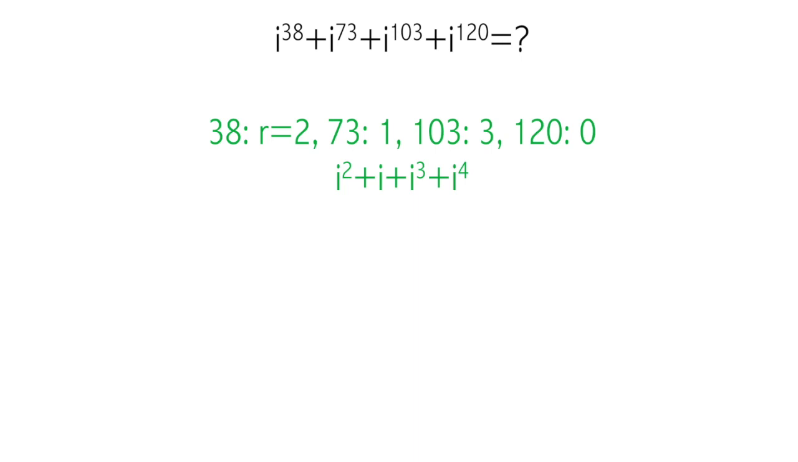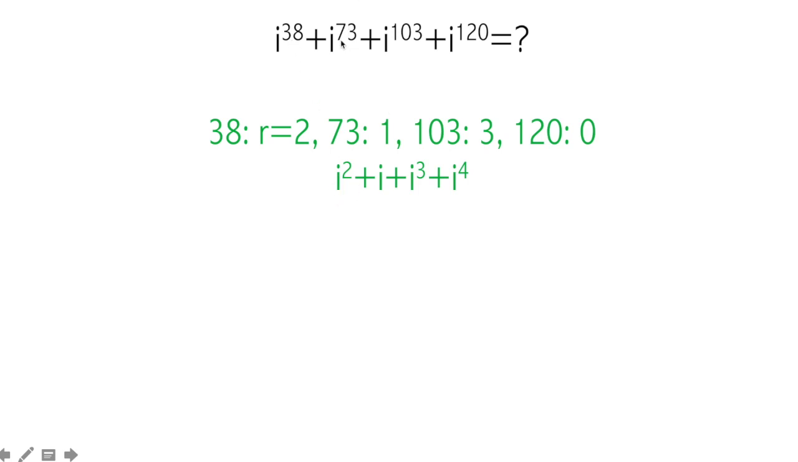So what we're doing each time is 38 mod 4 and so on, and seeing what it yields. But if that confuses you, just think of it as finding the remainder when you divide by 4. 38 by 4 is 9 remainder 2, so we write the remainder down. 73 by 4 gives a remainder of 1, 103 by 4 gives a remainder of 3, 120 gives a remainder of 0.